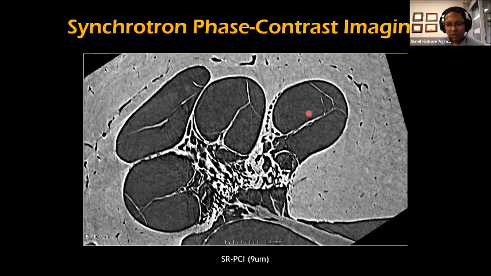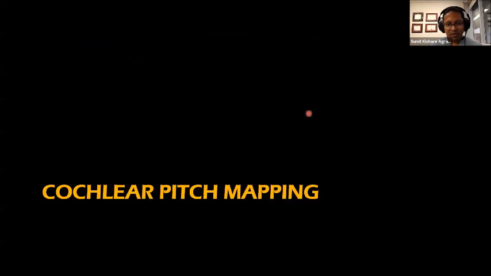So just to follow up on what Helge was talking about, what about cochlear pitch mapping? So we all know that the cochlea is tonotopically mapped. And unfortunately, when we put in a cochlear implant, there's often a mismatch between where the cochlear implant is programmed and the frequency which the cochlea is expecting anatomically.